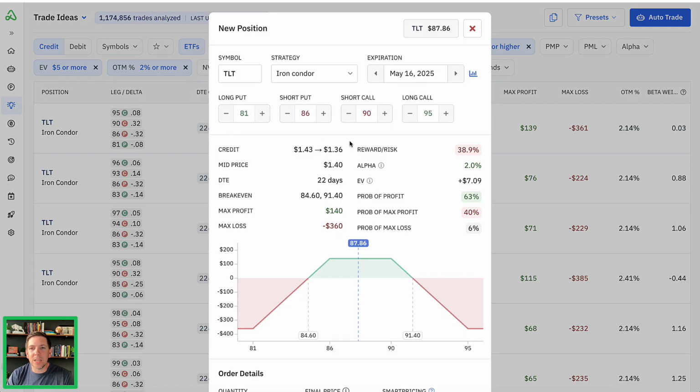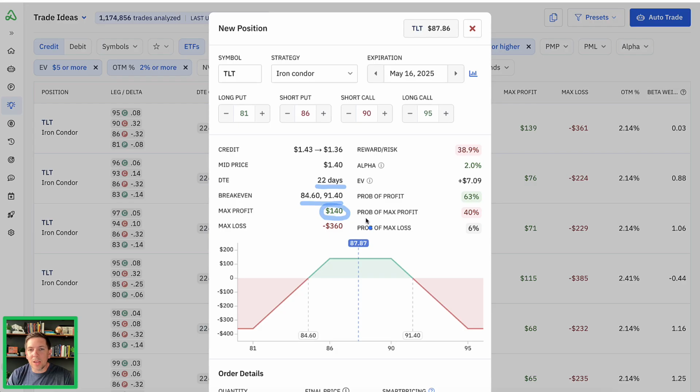This trade here is an interesting one. This one is a 81.86. So this one is $5 wide on this side and 90.95 on the call side. So this one's also $5 wide. This one has about 22 days from expiration. We've got our break evens. If we win, $140.